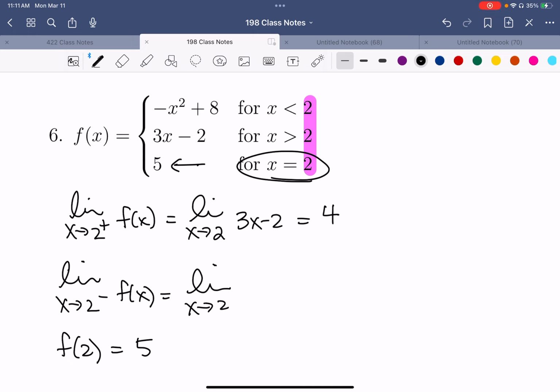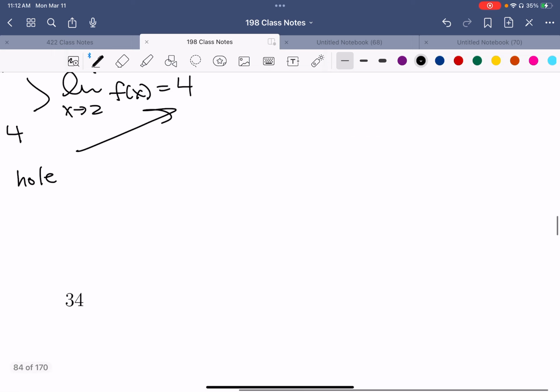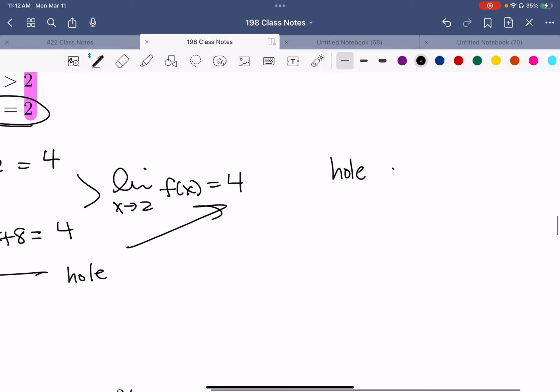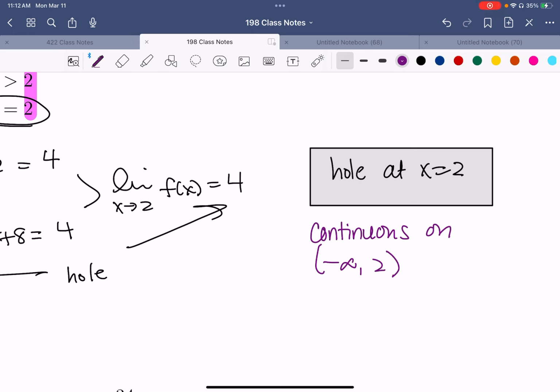If we're on the left-hand side, that's the less than piece. That's the top one, negative x squared plus 8. When we plug in 2, 2 squared is 4, negative 4 plus 8 gives me a 4. So these two match. So the limit as x goes to 2 exists and is equal to 4, but it doesn't match the value. And when that happens, we know that it's a hole. So we get a hole at x equals 2. And then it is continuous everywhere else. So from negative infinity to 2, and from 2 to infinity.